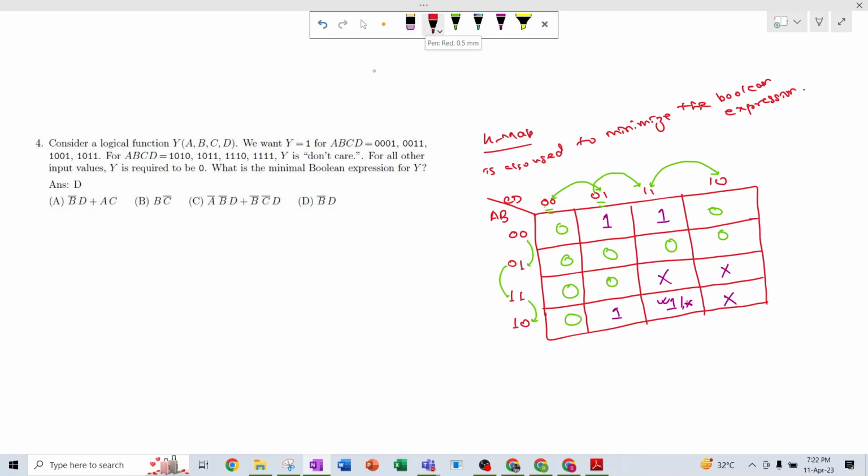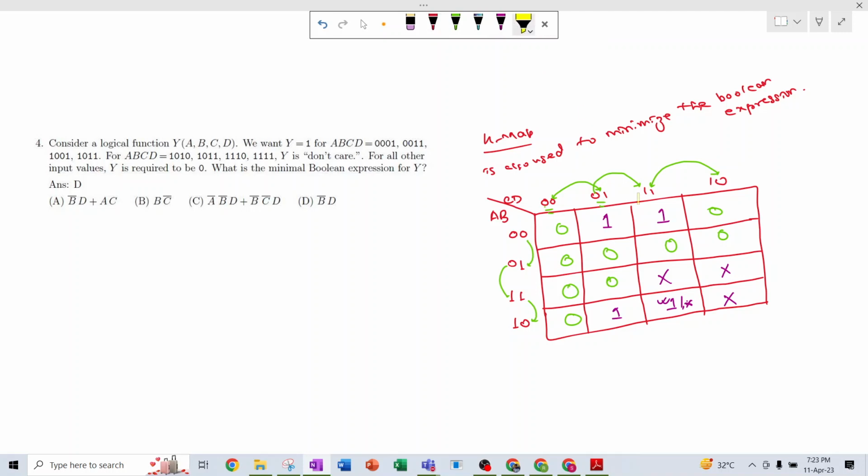So now we need to get the minimum Boolean expression for y. To get a minimum Boolean expression, we should first see whether a group of 16 is possible or not. That means 16 boxes is possible or not. Here a group of 16 boxes is not possible. Then we will see whether it is possible to form a group of 8 or not. But here also a group of 8 is not possible. Then we will see whether a group of 4 is possible or not. Yes, groups of 4 are possible.